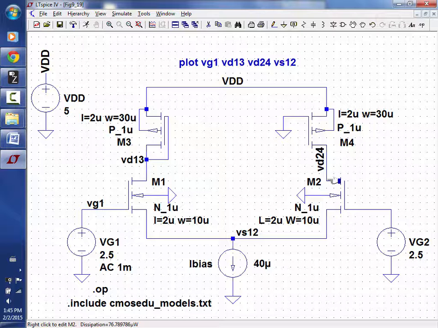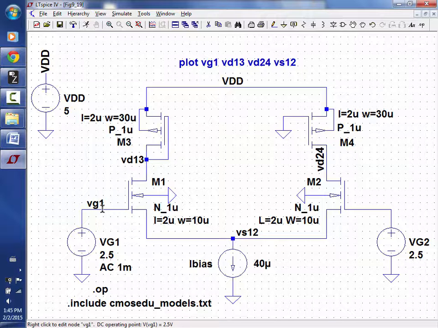Oh, here's a good finer point question. If I look at the DC current flowing in M1, it is 19.88 micro. And if I look at the current flowing over here, it is 20.11. In other words, the current flowing in this device is slightly higher than the current flowing in this one. Why? Okay, are the VGS's DC any different?